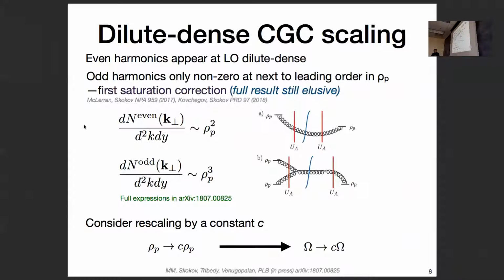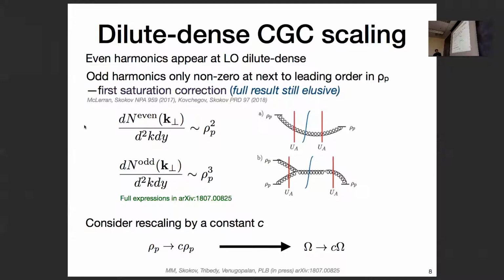As I said, the even harmonics are the strict lowest order dilute-dense result. One can calculate even harmonics on an event-by-event basis, and you can see that this is non-zero. However, for odd harmonics, the lowest order contribution will vanish under the averaging. So one needs to take into account this first saturation correction, or at least part of it. The full result still remains elusive, which would require getting the full rho to the sixth contribution.